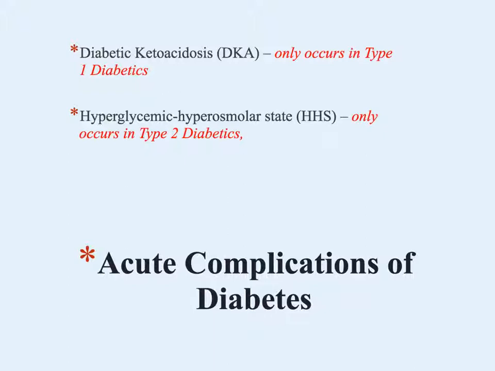Hyperglycemic hyperosmolar state, HHS, is what occurs in a diabetic type 2. That's a complication of it. When their blood sugar gets way too high, they become very, very dehydrated. These are typically non-compliant patients or very sick patients that are not adhering to their diabetic regimen, and they're going through some kind of a stressful illness. That's typically when these complications occur.